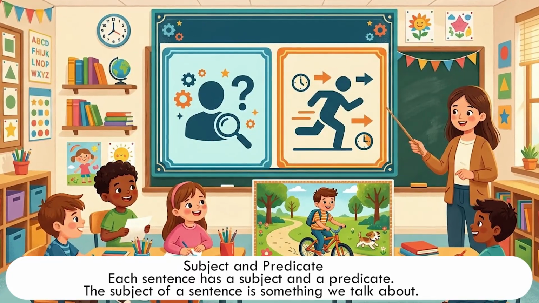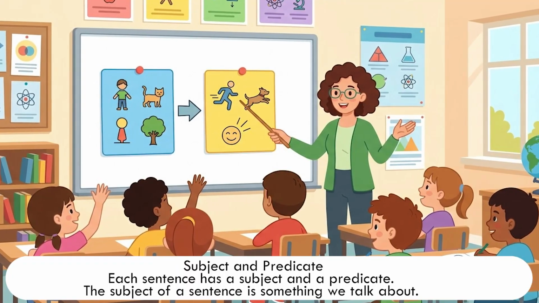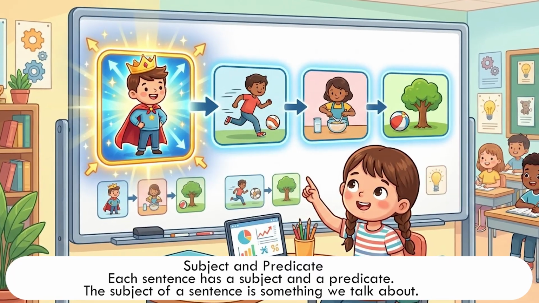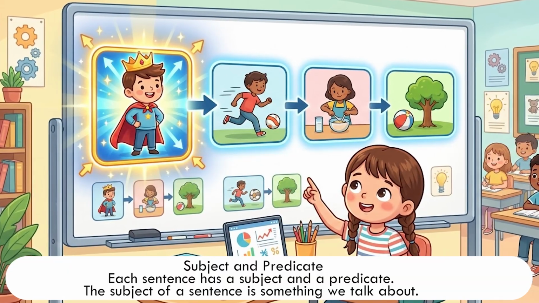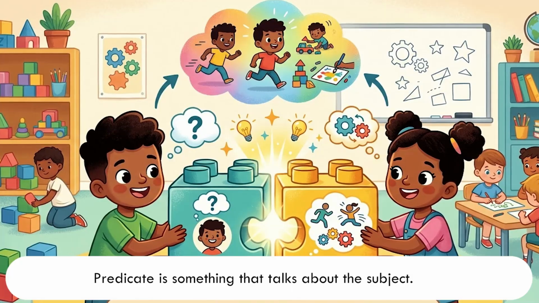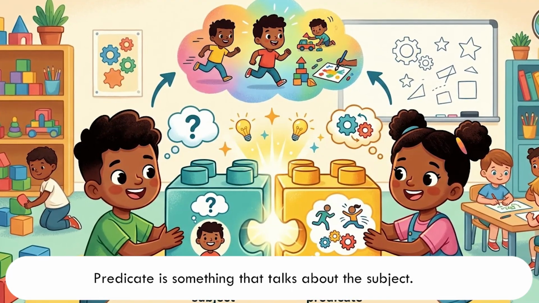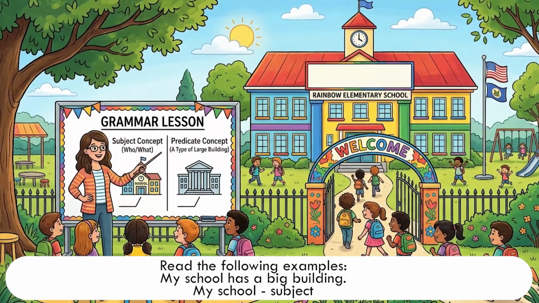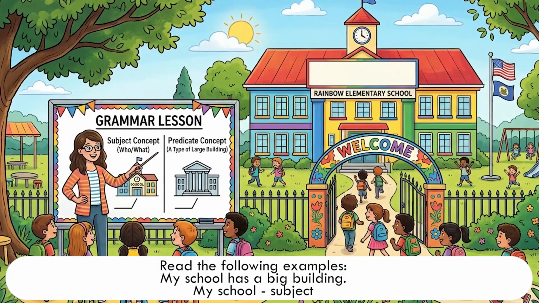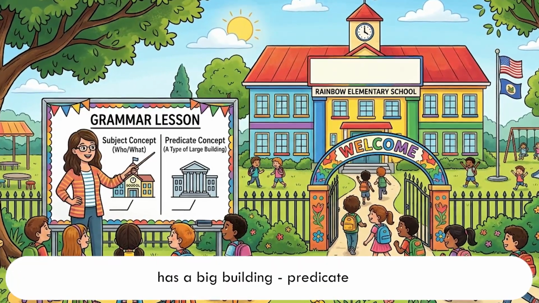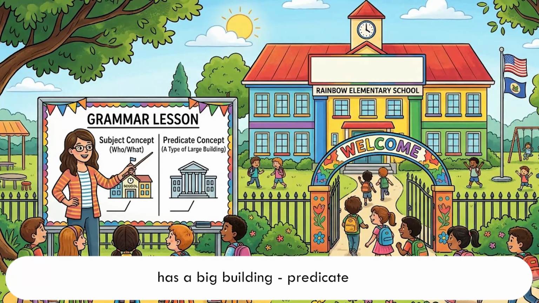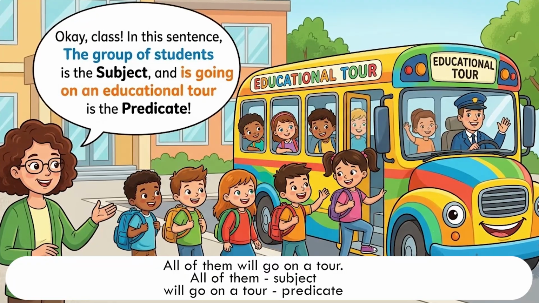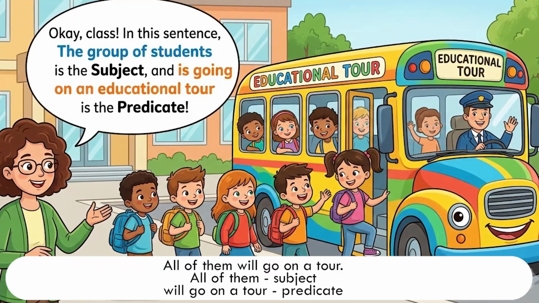Subject and predicate. Each sentence has a subject and a predicate. The subject of a sentence is something we talk about. Predicate is something that talks about the subject. Read the following examples. My school has a big building. My school, subject; has a big building, predicate. All of them will go on a tour. All of them, subject; will go on a tour, predicate.